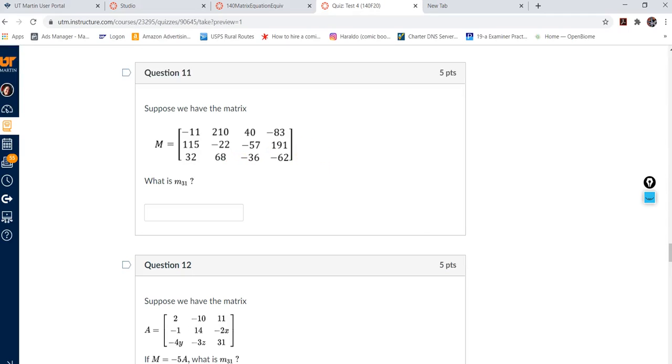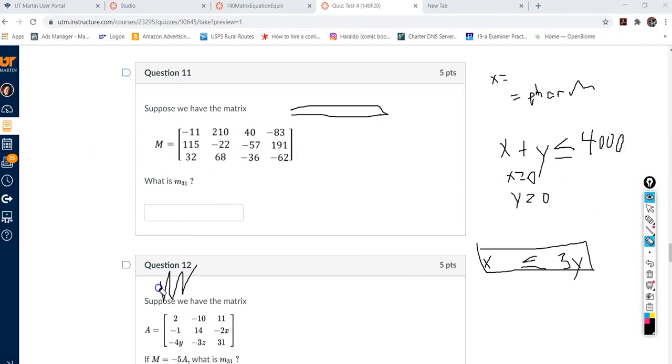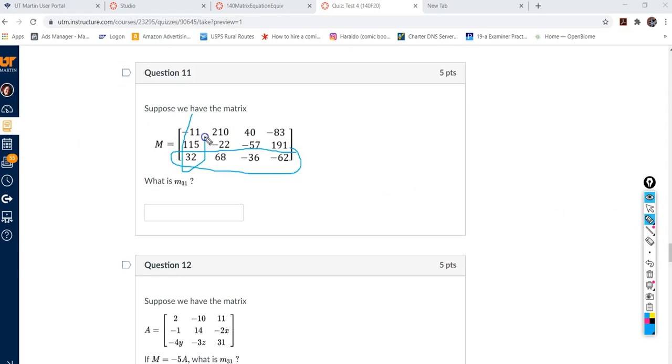Row 3, oops, sorry. And I'll have to erase row 3 and column 1. Okay, so row 3 and column 1. And there's only going to be one entry that lives in both of it, and it's 32. The answer is 32.